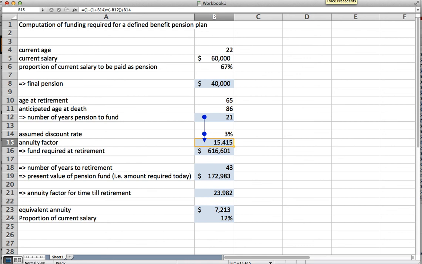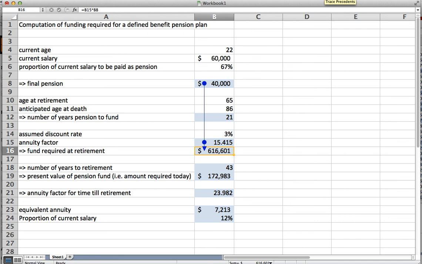And so we can say the present value of the annuity, that is starting at age 65, what fund would you need to generate this pension of $40,000 a year for 21 years? Well, it's $616,000. We can see that here. It just comes from multiplying the 40,000 by the annuity factor. Okay, well, that's how much fund is required at retirement.